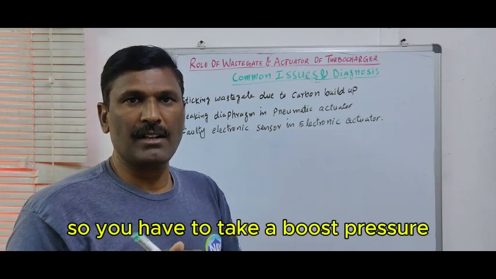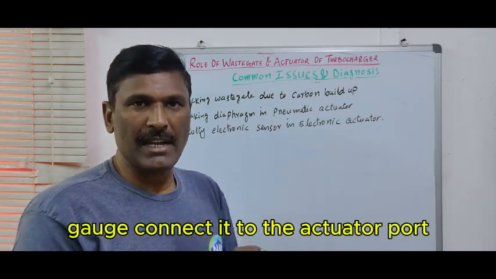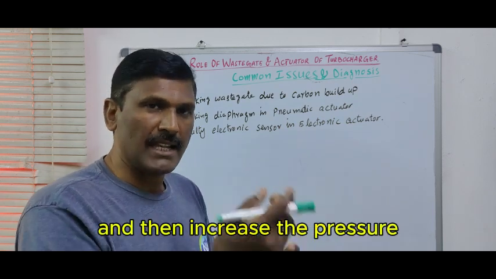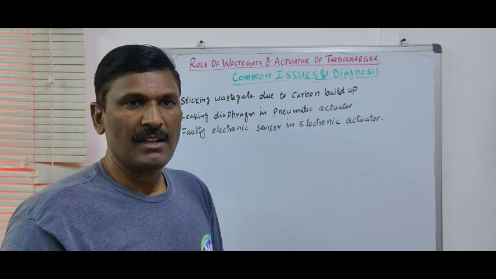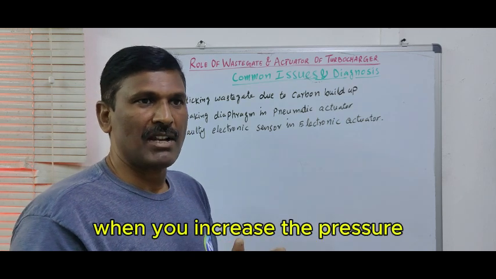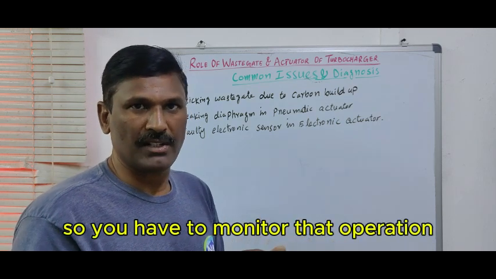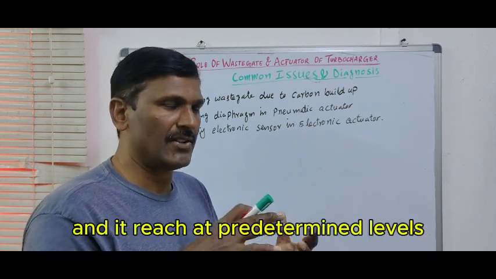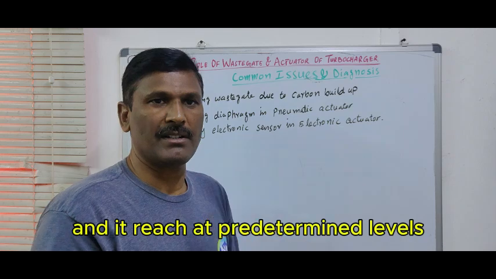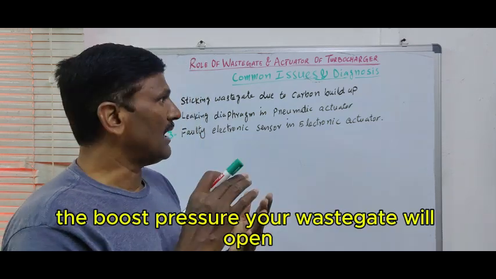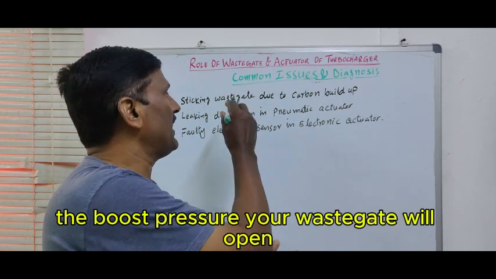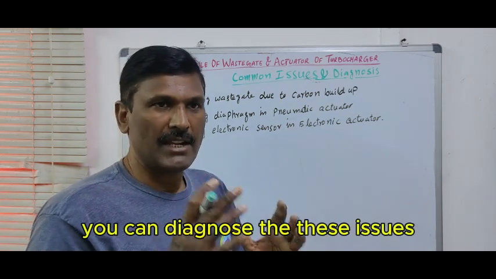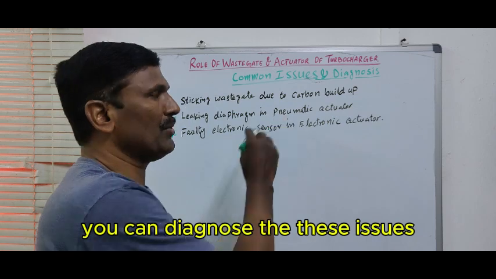You have to take a boost pressure gauge, connect it to the actuator port and then increase the pressure. When you increase the pressure, you have to monitor that operation. You will see that when boost pressure increases and reaches the predetermined level, the wastegate will open. From that condition you can diagnose these issues.